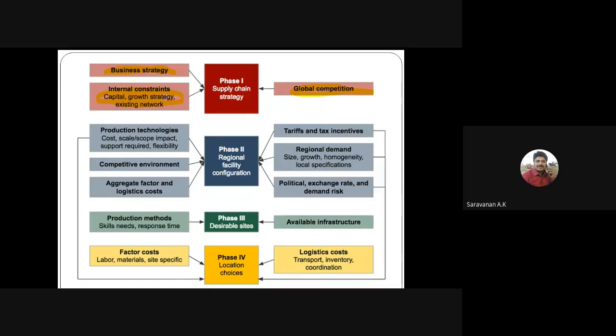So the internal constraints are related to the capital, the growth strategy, and the existing networks, etc. These play a vital role. Take Tata Motors, for example. When Tata Motors launches the Tata Nano as a newly entered product, it will reach customers very easily. Why? Tata Motors already has an existing distribution network, so they can easily reach the customers.